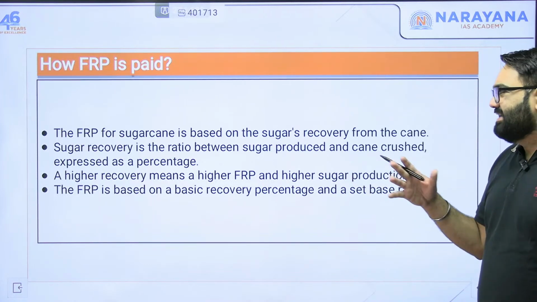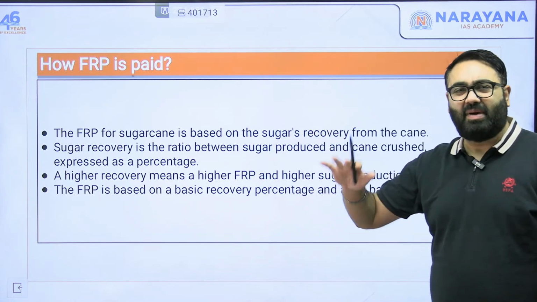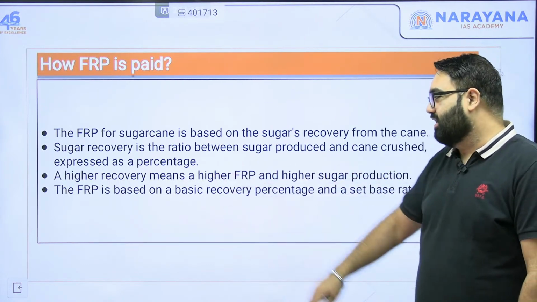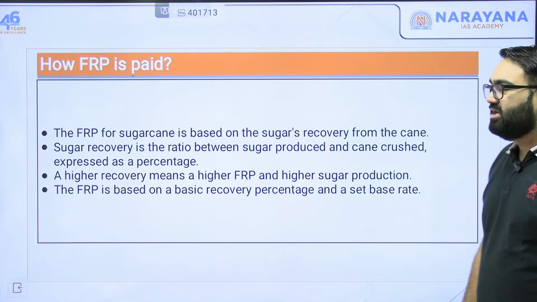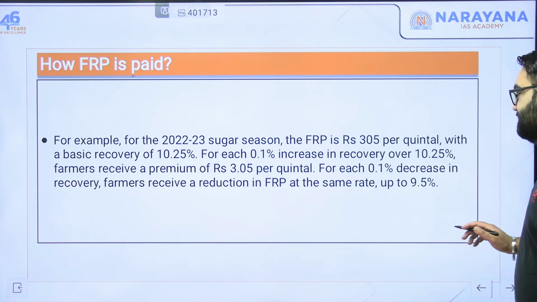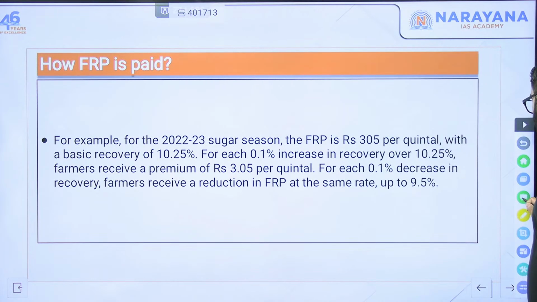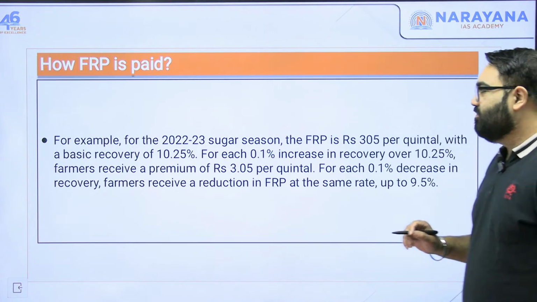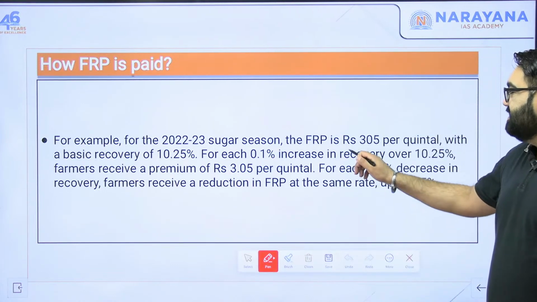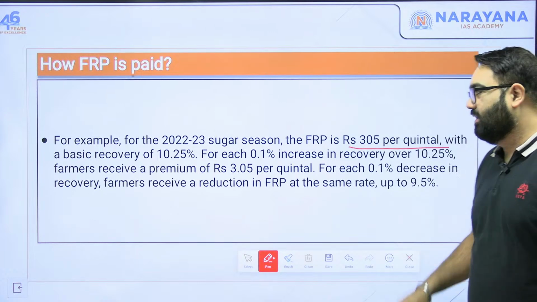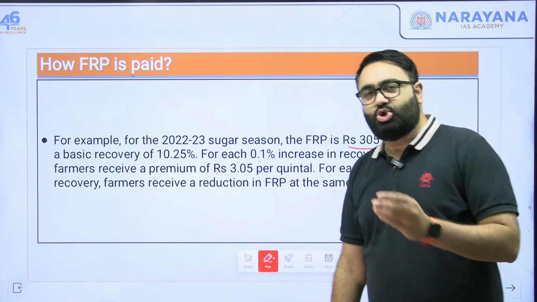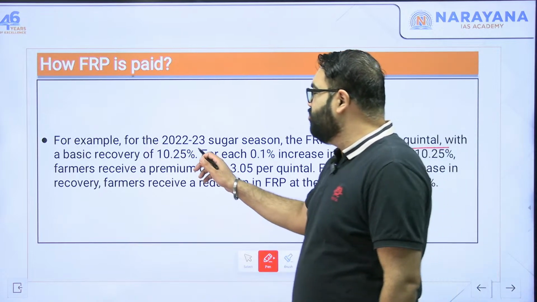As I said, it's paid mainly at the price decided by the government, and then there is a flexible factor about the sugar recovery. How much sugar can be recovered? Let me just tell you how much sugar is recovered and how is it decided. Let's see this. So basically, let's say the government decides that FRP, that is fair and remunerative price, is 305 rupees per quintal. Okay, that is assuming that a sugar cane will have 10.25% sugar.